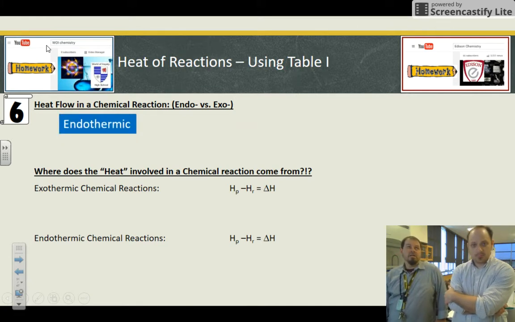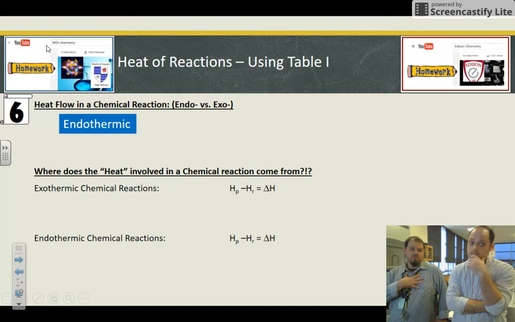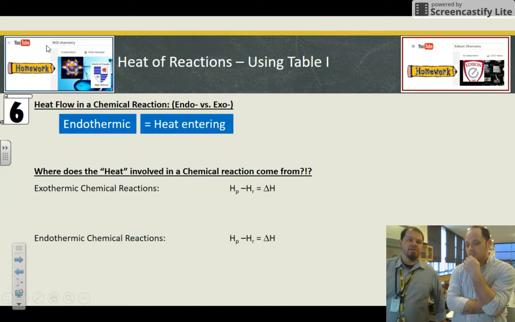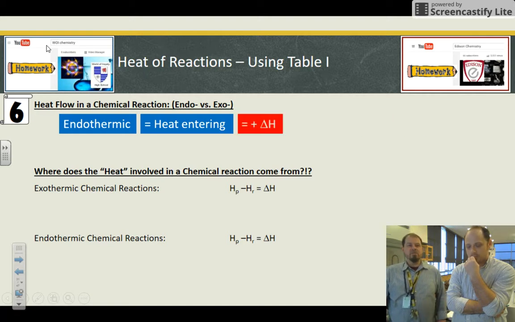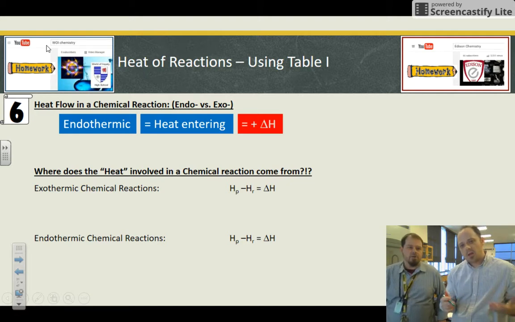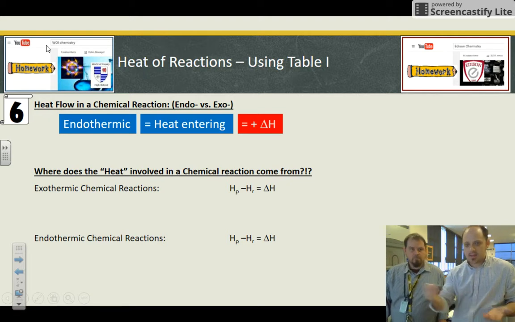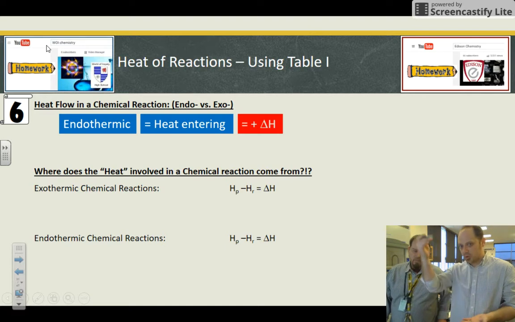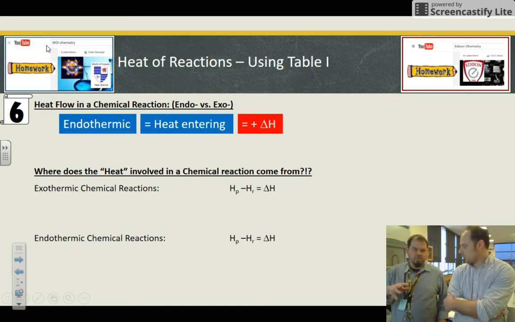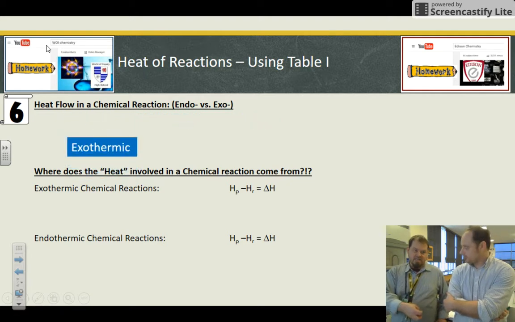Endo is the tough one, in my opinion, to remember. Because I remember exo and then I figure out endo, but endo is heat entering the system. Specifically, my delta H, my triangle H, the change in H, will be positive for endo, because the reactants had less heat than the product. So the overall amount of heat is a positive value. It's increased. We're getting into that place in this unit where we have to start looking at it from the system itself. And the system is gaining heat.